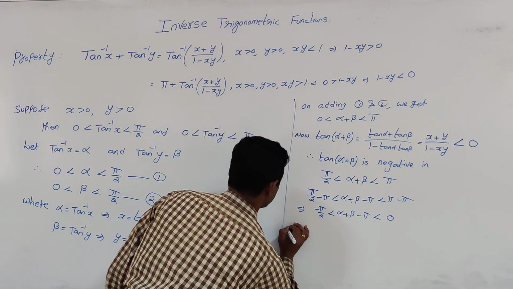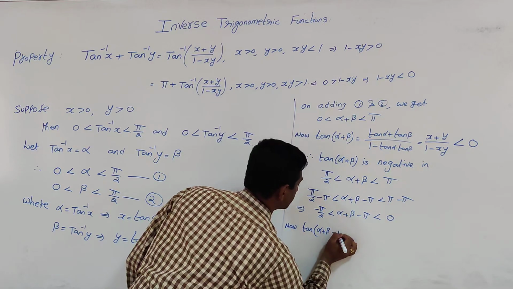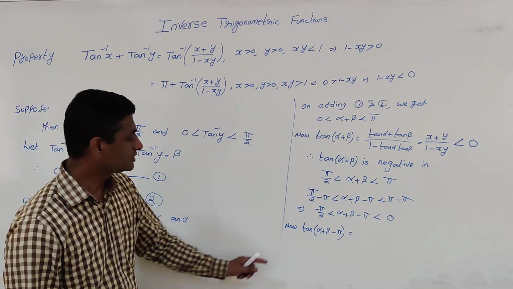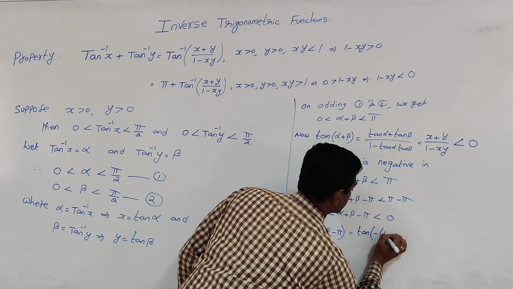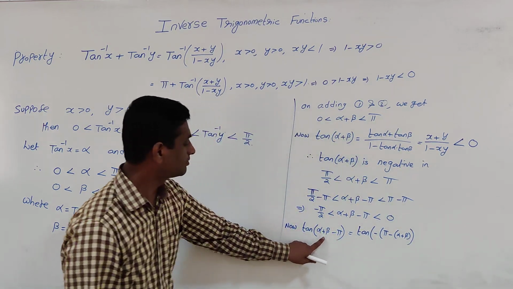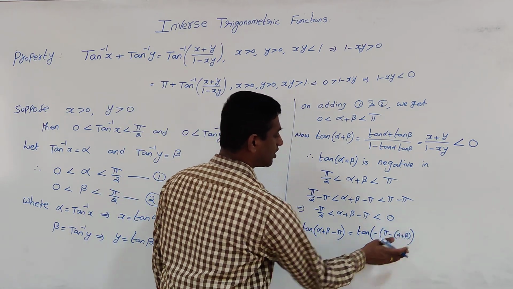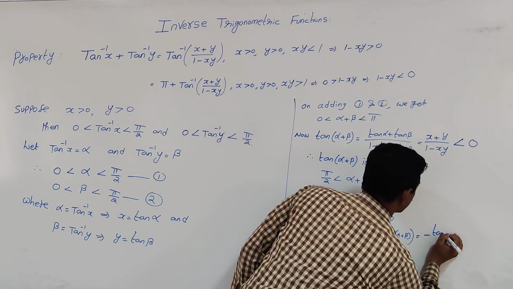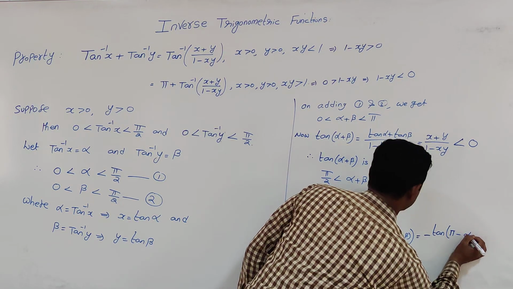So now tan of alpha plus beta minus pi, we can find the value. We'll check. It can be written as tan of minus (pi minus alpha plus beta). Means if we take minus out, it will be minus (pi minus alpha plus beta). Now it is like tan of minus theta. What is tan of minus theta? Minus tan theta. So minus tan of (pi minus alpha plus beta).